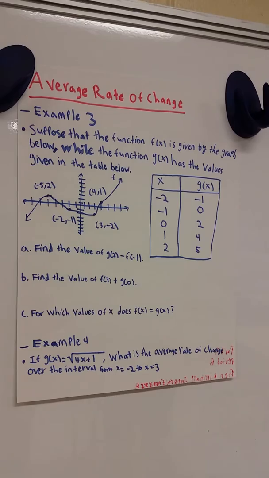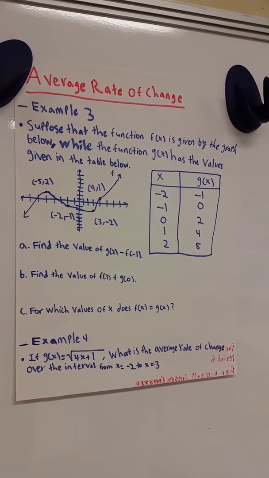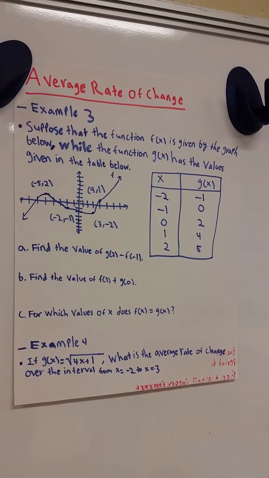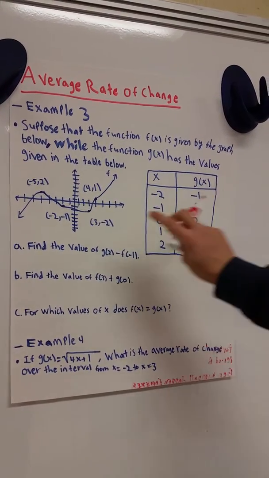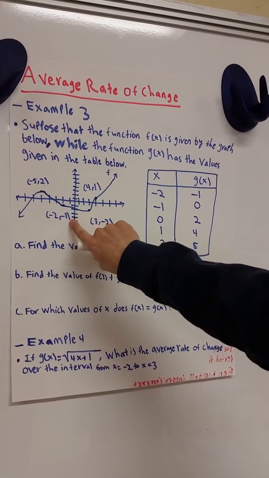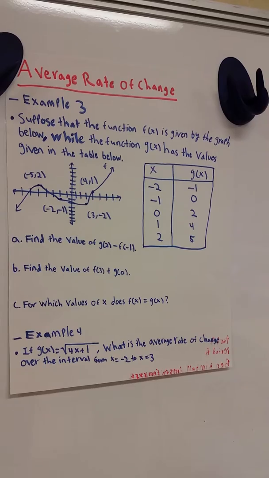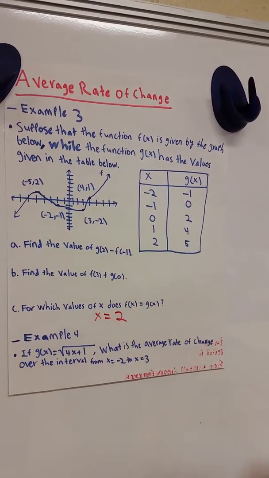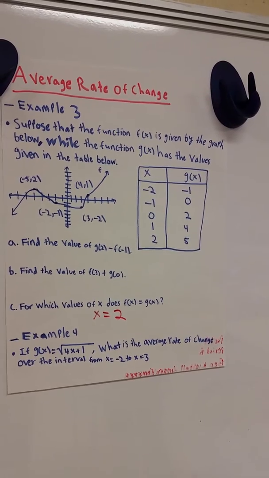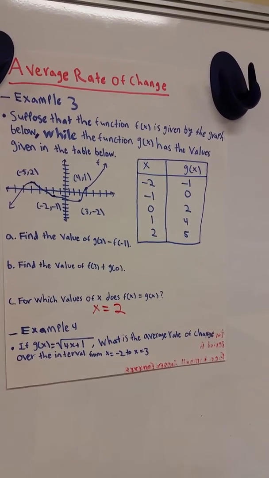So for the question C, for which values of x does f of x equal g of x? As you see on the table, negative 2 makes negative 1. And on the graph, negative 2 also makes negative 1. So for which values of x does f of x equal g of x? X equals negative 2.